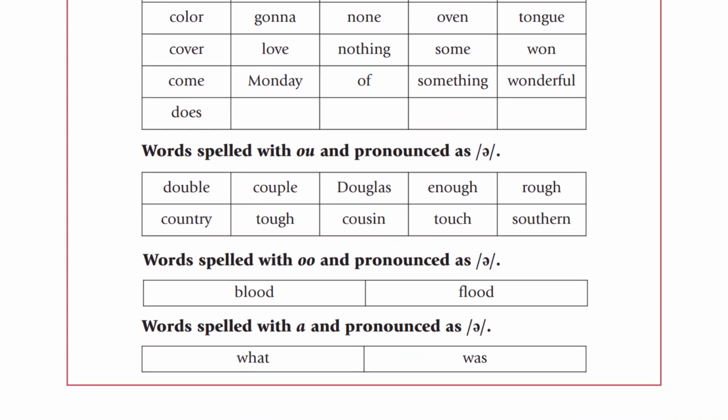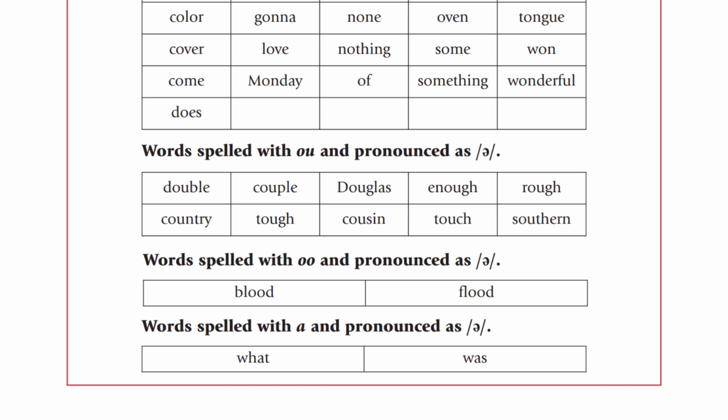Words spelled with an OU and pronounced as ʌ: double, country, couple, tough, Douglas, cousin, enough, touch, rough, southern.